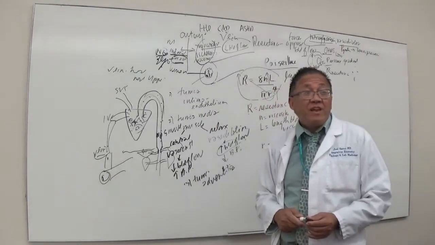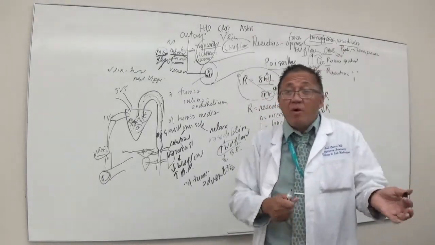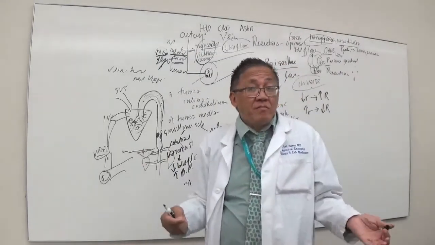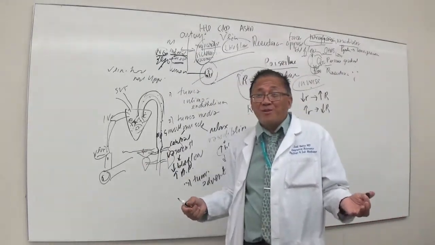Phlebo means vein: phlebitis, phlebotomy. Remember the phlebotomist? Creates a hole, the blood comes out. They drain the blood from you. They're like vampires, the phlebotomists.